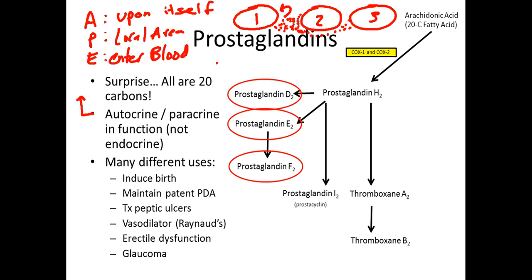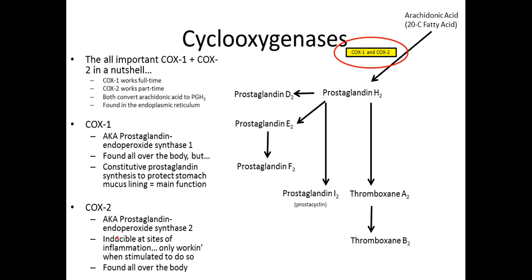All right, so what does a prostaglandin do? Well, mainly they're going to be used to induce birth, maintain patent ductus arteriosus, treat peptic ulcers, vasodilate blood vessels, etc., because these kind of go along with vasodilating blood vessels. It'll treat glaucoma as well. So let's focus here. We have our cyclooxygenase 1 and our cyclooxygenase 2 enzymes. So these are kind of two separate enzymes that get lumped together. However, they are going to be two separate enzymes.